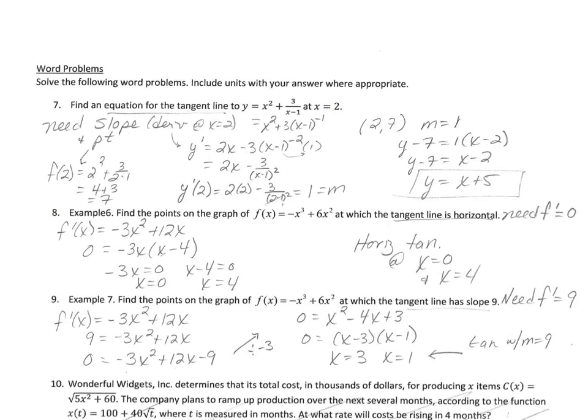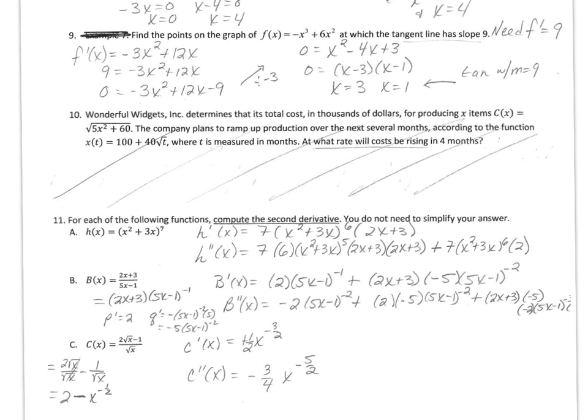For number 8, I would like you to go ahead and try that on your own. What's different is they want it horizontal, so you just set the derivative equal to 0. For number 9, they're telling you a different number instead of 0. They're telling you it's slope of 9, so you set it equal to 9. So all 3 of these are very similar processes, but a little different in the initial setup that you do. So go ahead and do those, then come back and check the key.